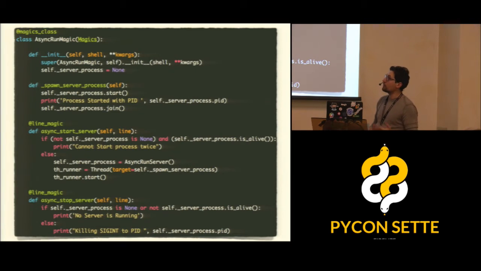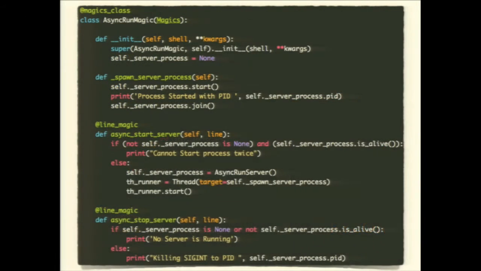So in terms of code, I have very few minutes, so I tried to explain it very briefly. This is the code of the magic. I basically defined two magics here. The one is just a sort of utility, a two-line magic just to start and stop the server directly from the notebook instead of running the server script from the command line. It's just for that. So there's no real logic here.